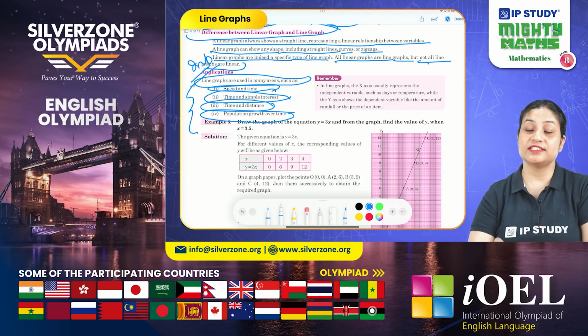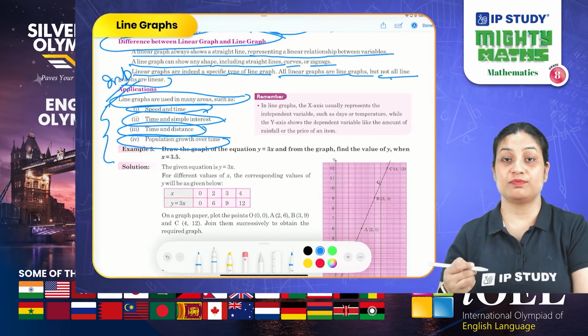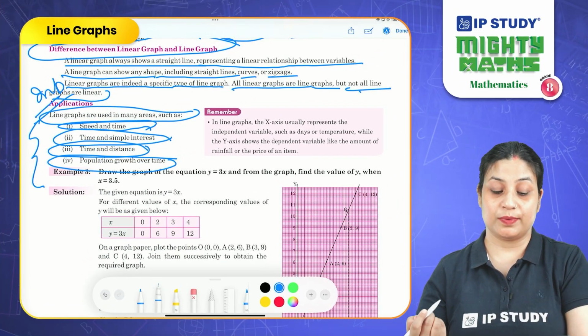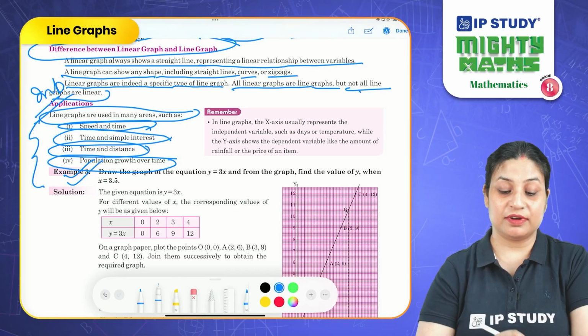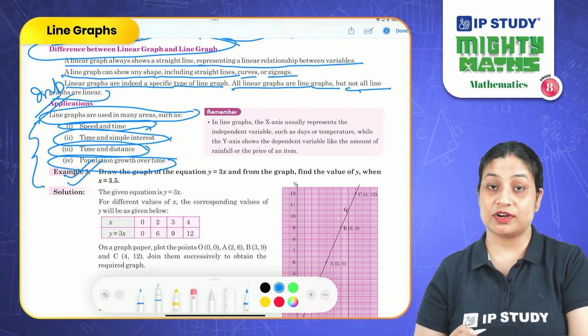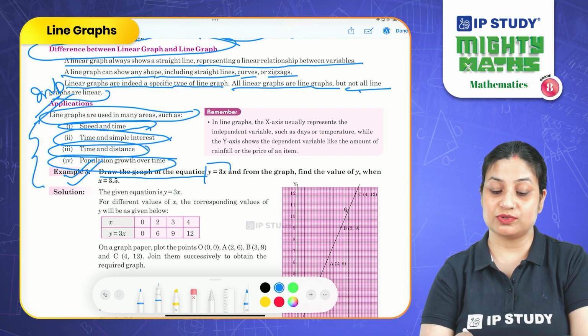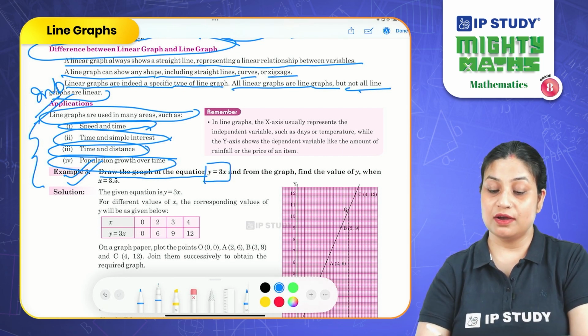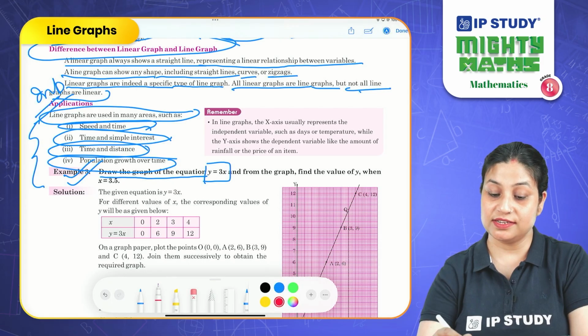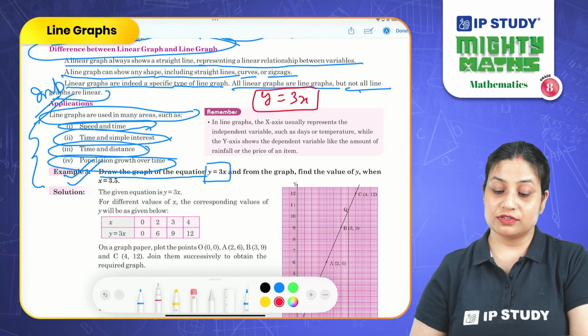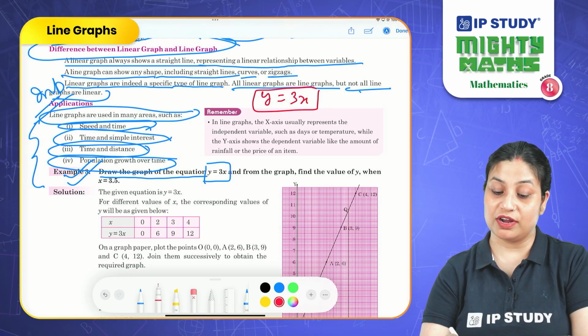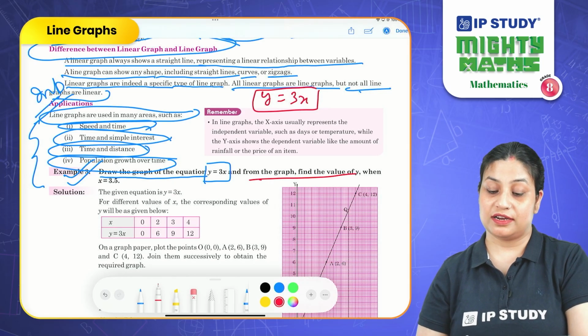Okay, so now let's see how to plot graphs for a given equation. Let's take example number 3 over here. What is there in this question? It is saying, draw the graph of the equation y equals 3x, right? My equation is y equals 3x. So for this equation, I have to plot a graph, right?